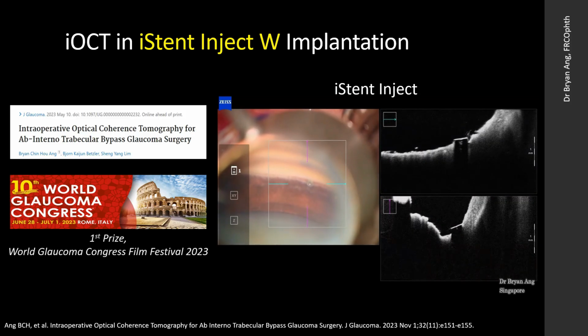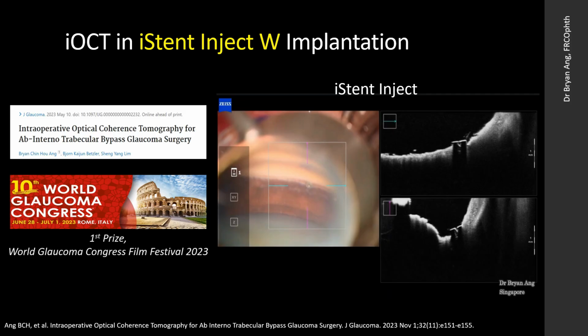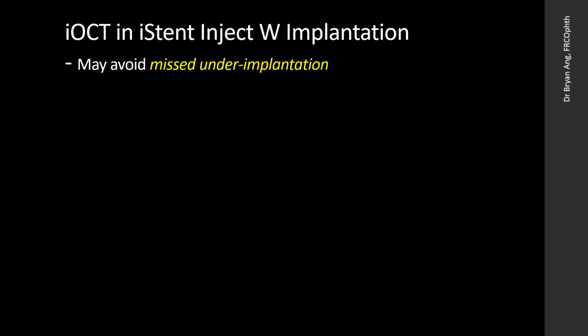above the trabecular meshwork. You can imagine how the iOCT would then be able to help us reduce the risk of under- and over-implantation of the iStent. Under-implantation, in particular, may be missed with the wider flange of the iStent Inject W, particularly on just the en face view of the surgical microscope.